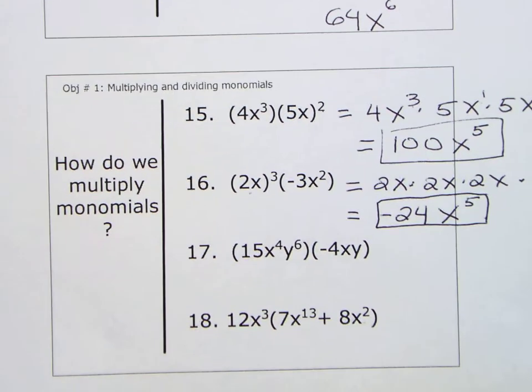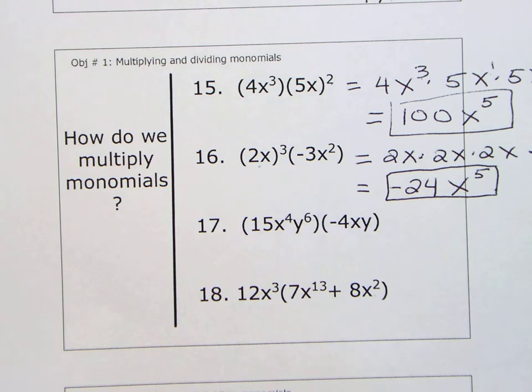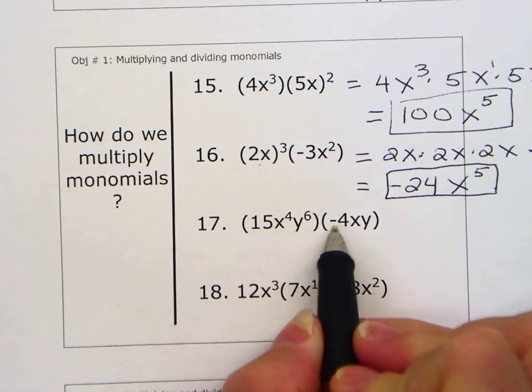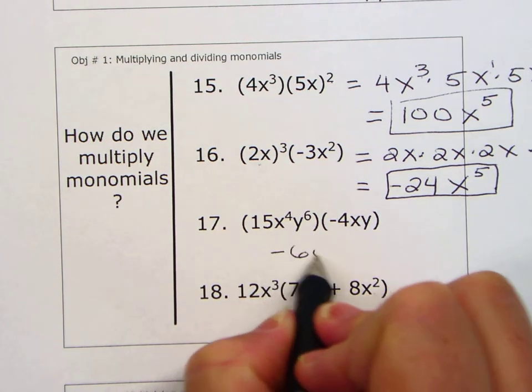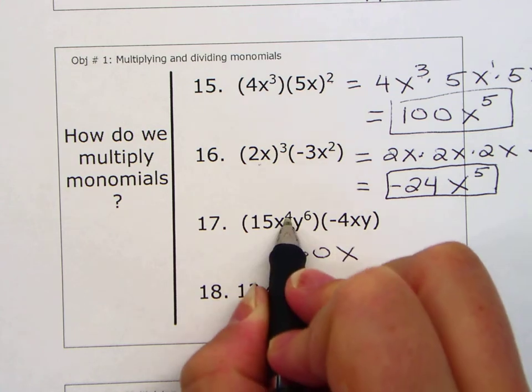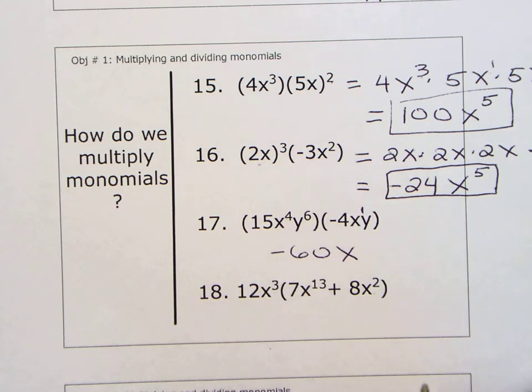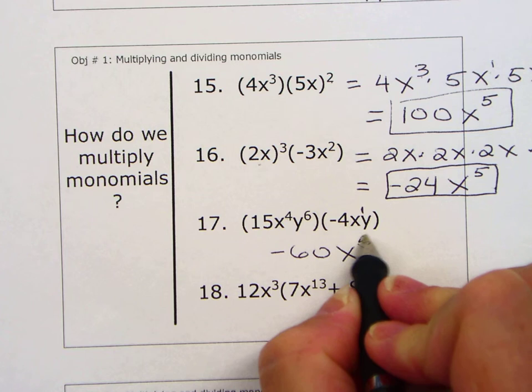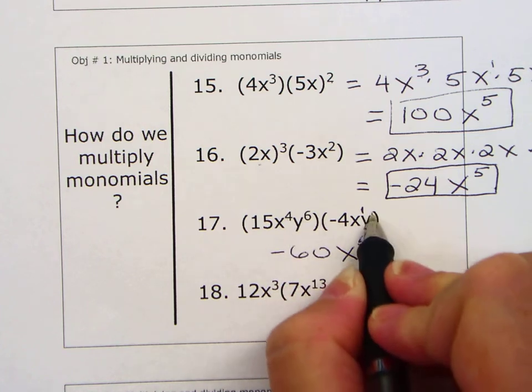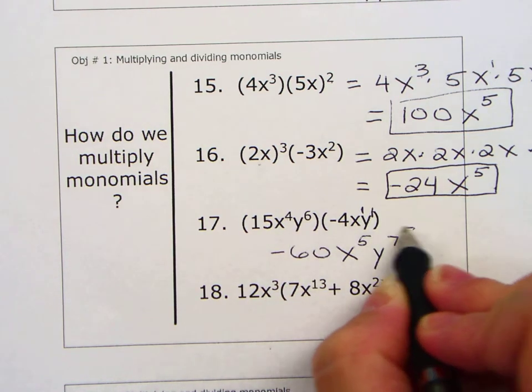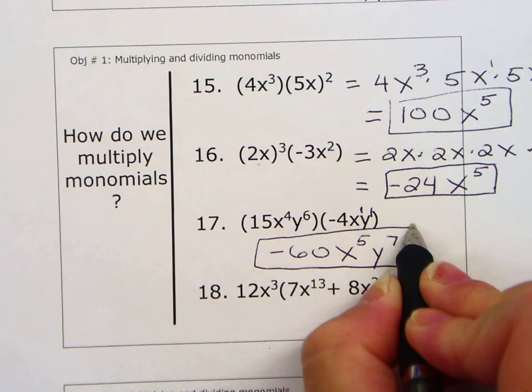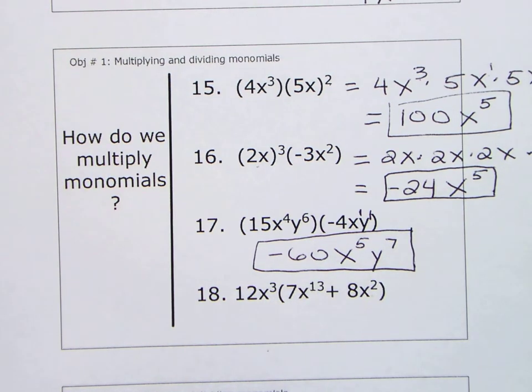All right, next one, I don't have an outside power, so I'm just going to multiply. 15 times negative 4 is negative 60. X, I have a 4, and there's nothing there. It's a 1. 4 and 1 is 5. 6 and 1 is 7. That's it. That was not that hard. I don't always go from easiest to hardest.